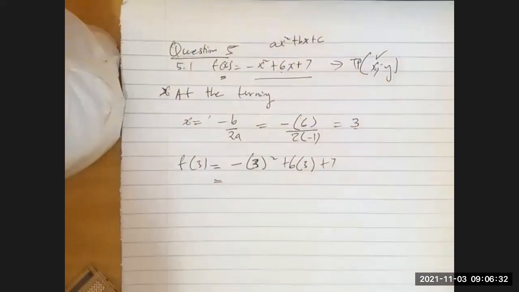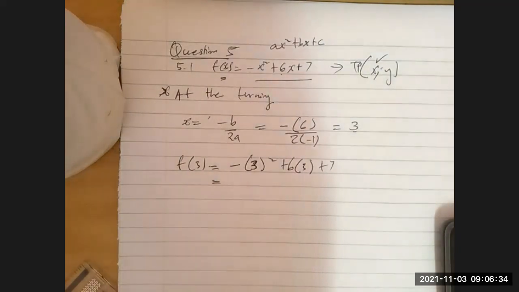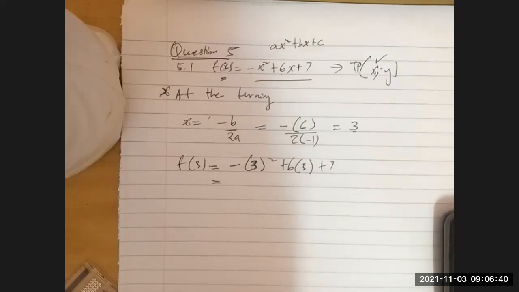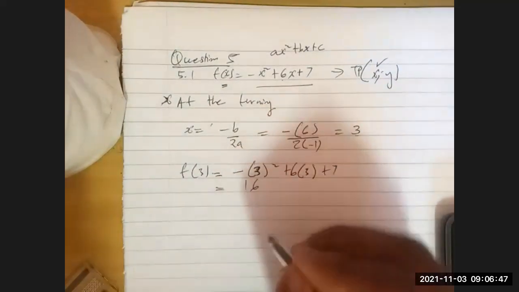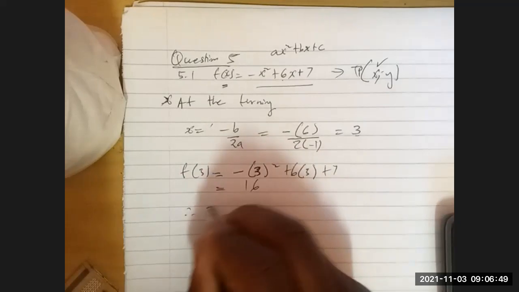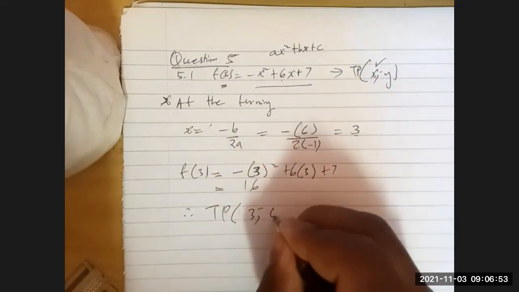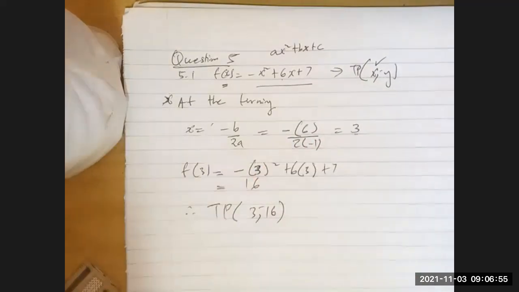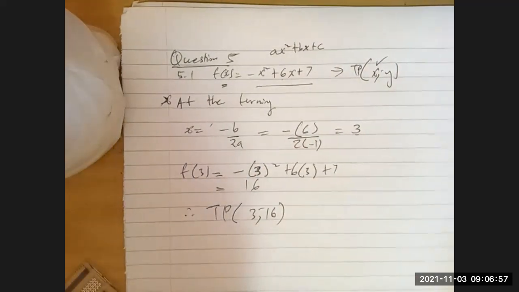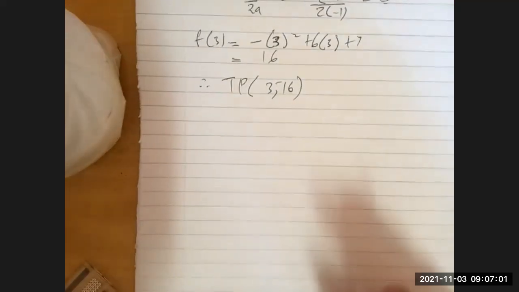So yeah, negative 3 squared plus 6 multiplied by 3, and then plus 7. That is going to give you 16. So it therefore means that the turning point of the graph is the point (3; 16). Okay, so you have the point (3; 16). So that is it with 5.1.